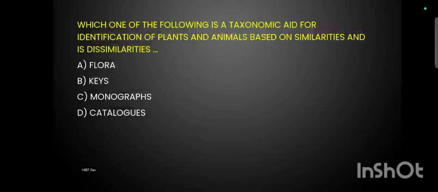Question: which one of the following is a taxonomic aid for identification of plants and animals based on similarities and dissimilarities? The options are A. Flora, B. Keys, C. Monographs, D. Catalogs. So the answer here, based on similarities and dissimilarities, is B, that is keys.